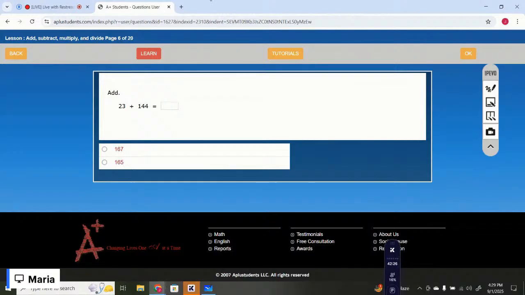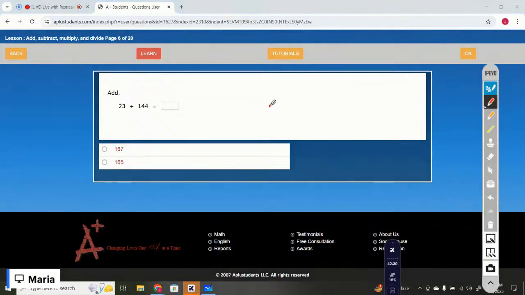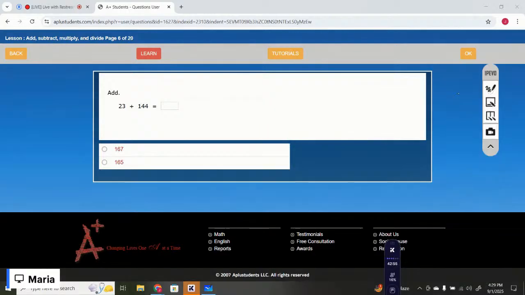23 plus 144. 4 plus 3 is 7. 4 plus 2 is 6 and 1. That is 167. Option number 1 is the correct option. 167 it is.